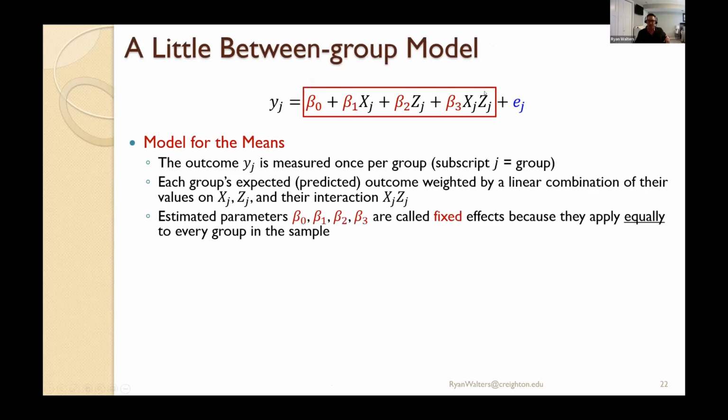So this is our garden variety linear regression model. The model for the means just has our regression slopes. We have predictor variable X, predictor variable J, and their interactions.